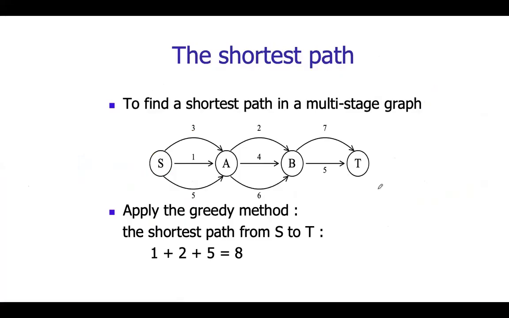Okay, one more topic is there. My task is to find the shortest path in a multi-stage graph. Multi-stage means this is stage 1, stage 2, stage 3, stage 4. So in a multi-stage graph, if I ask you to find the shortest path using the greedy method, if you want to move from S to A, obviously the greedy method will fetch the shortest distance from S to A. And A to B shortest distance is 2. And B to T shortest distance is 5.